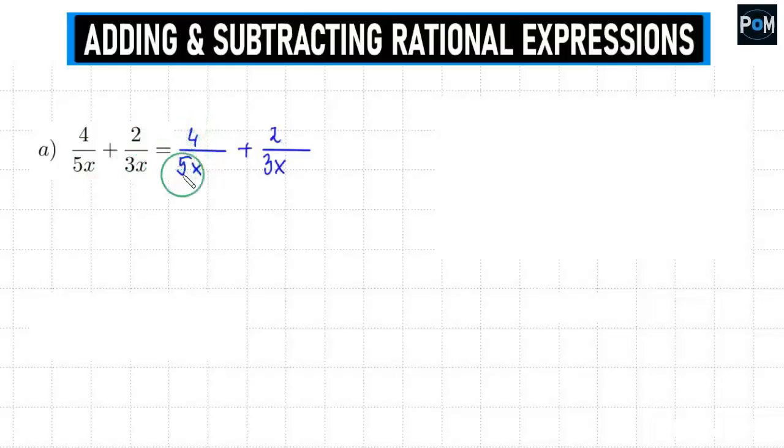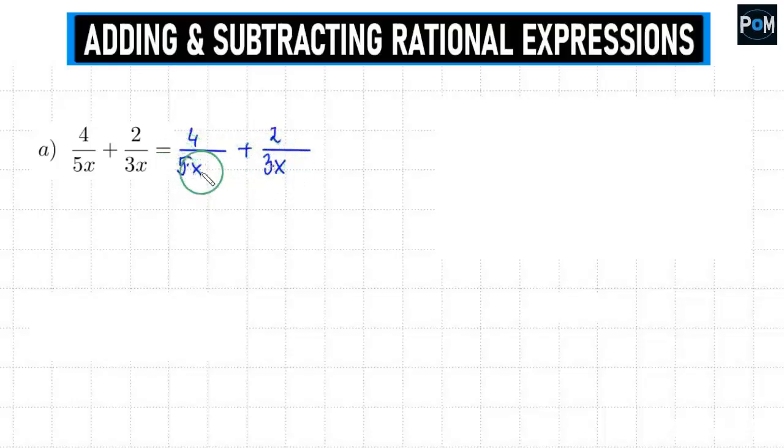In this first fraction, in the denominator, we have 5 and x. They are multiplied together here. And in the second denominator, we have 3 times x. There is also multiplication here. To have a common denominator, we need everything that was here to also be here.